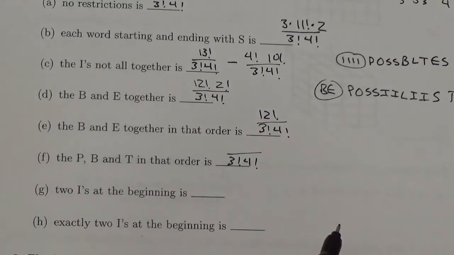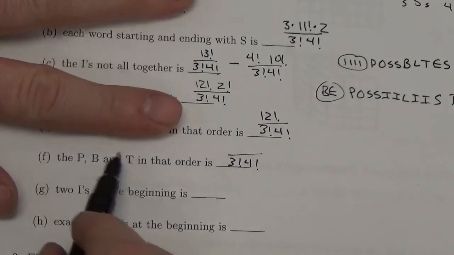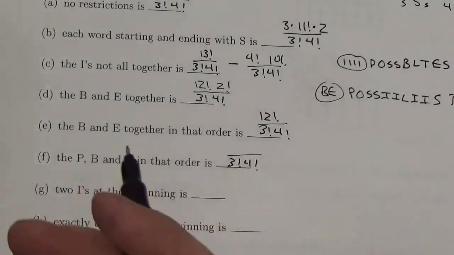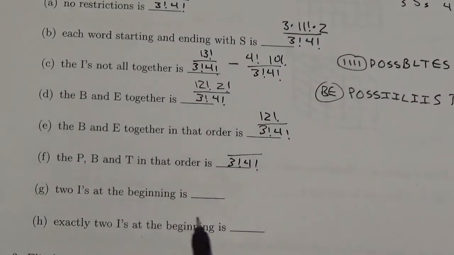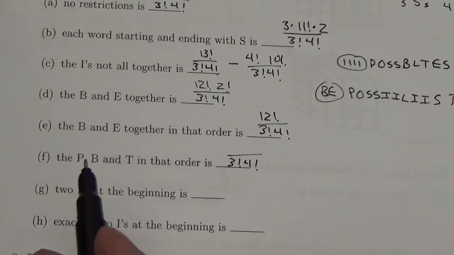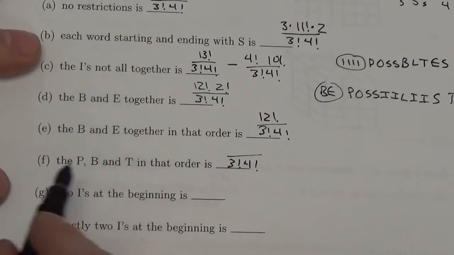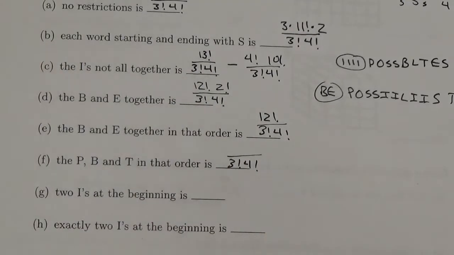If the P, B, and T are in that order, let's just think about it like this. How many ways could you organize P, B, T? It doesn't matter where they're located in there. Just how many ways can you order it? It could be PBT, PTB, TBP, whatever, and so on. There's going to be 6 ways of doing that, or 3 factorial.